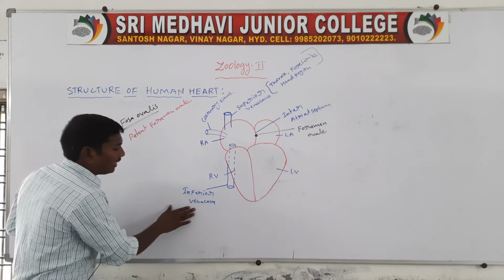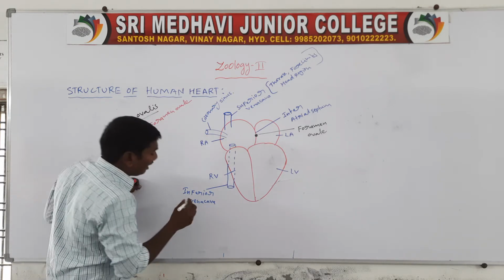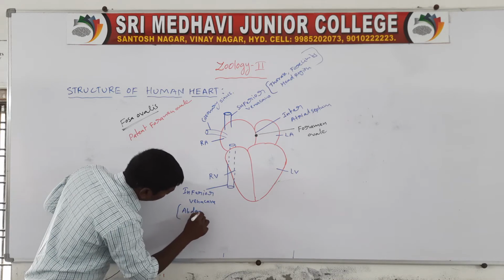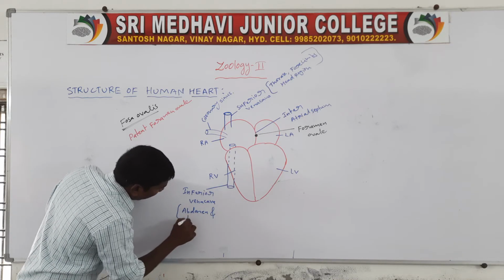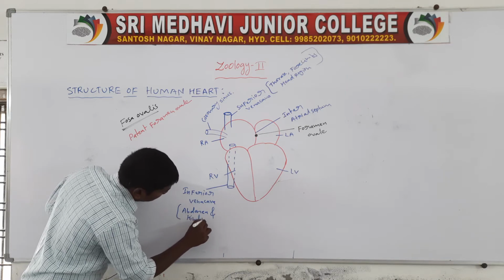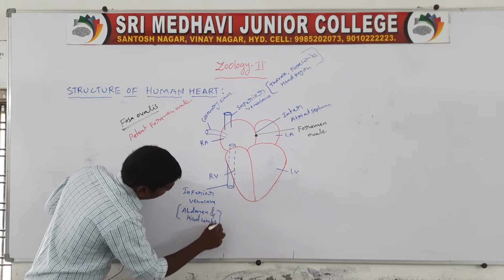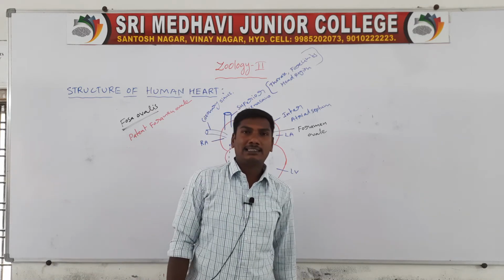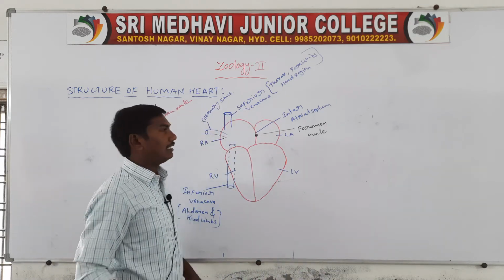Next one, inferior vena cava. The inferior vena cava receives deoxygenated blood from the abdomen and hind limbs. Abdomen and hind limbs, so these are the abdomen region and legs.